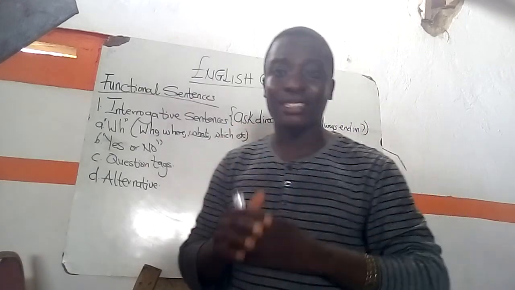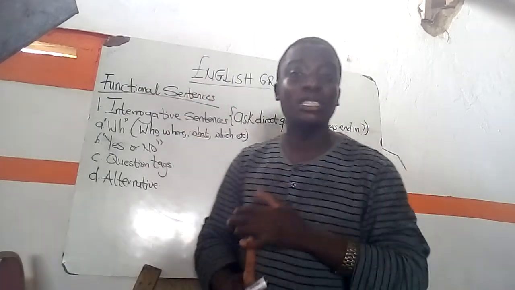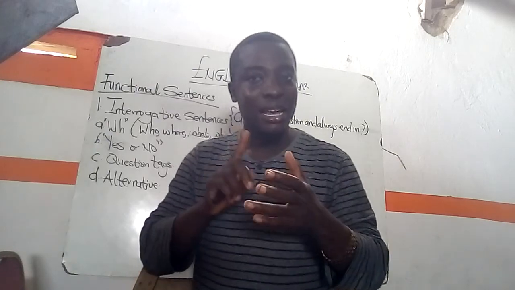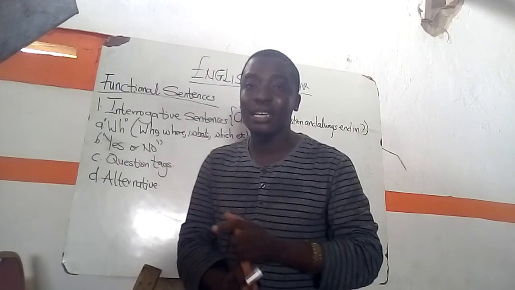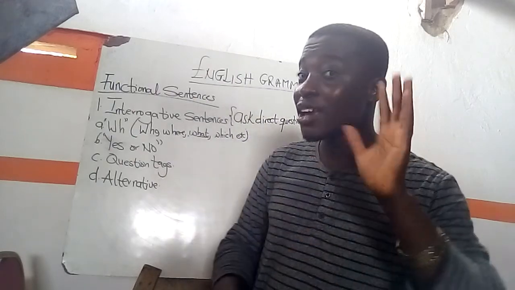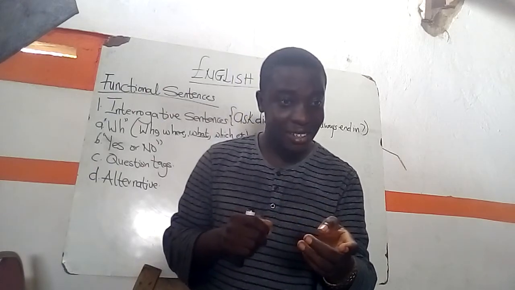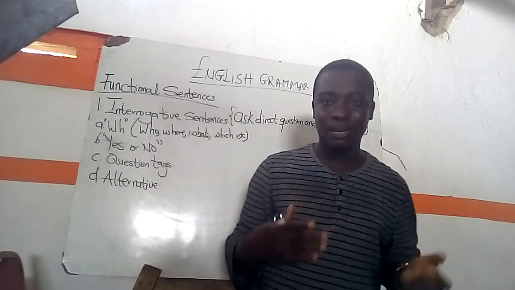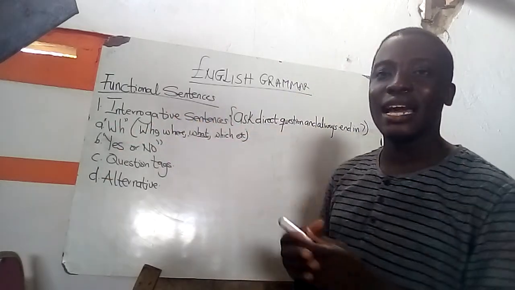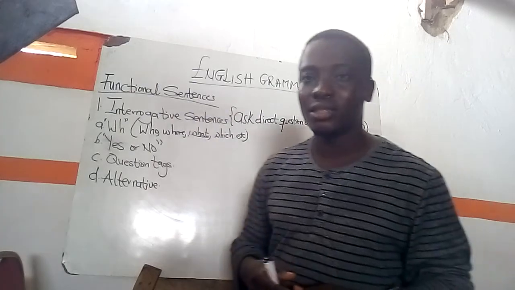Now, in the functional sentences, we have four types, namely imperative sentences, exclamative sentences, interrogative sentences, and declarative sentences. There are four, namely interrogative, declarative, imperative, and what? Exclamative. So that's what we are learning this week. But today we will focus on interrogative sentences.